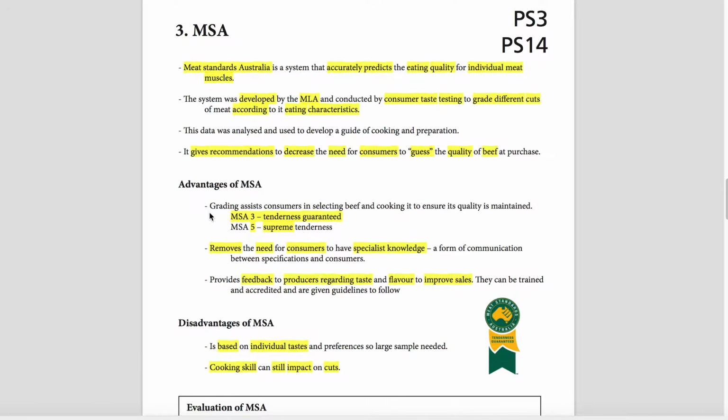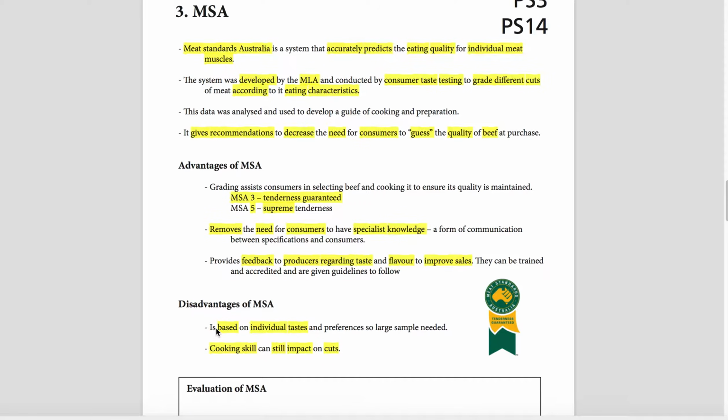So advantages of MSA, it's graded according to either 3, 4, or 5, 3 being good, 5 being the best. And basically the carcasses are graded once they're slaughtered, and they then grade it based on the quality criteria on the specifications of the carcass. And so it removes the need for consumers to be specialists and have heaps of information and knowledge about beef. And it also helps provide feedback to producers regarding taste and flavor and what consumers want.